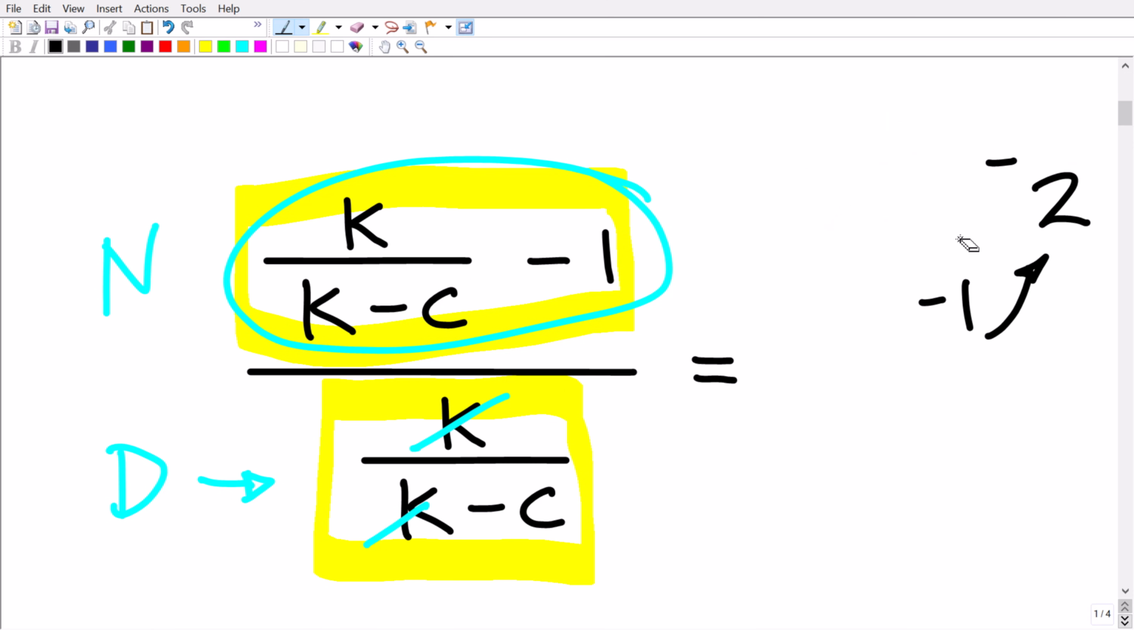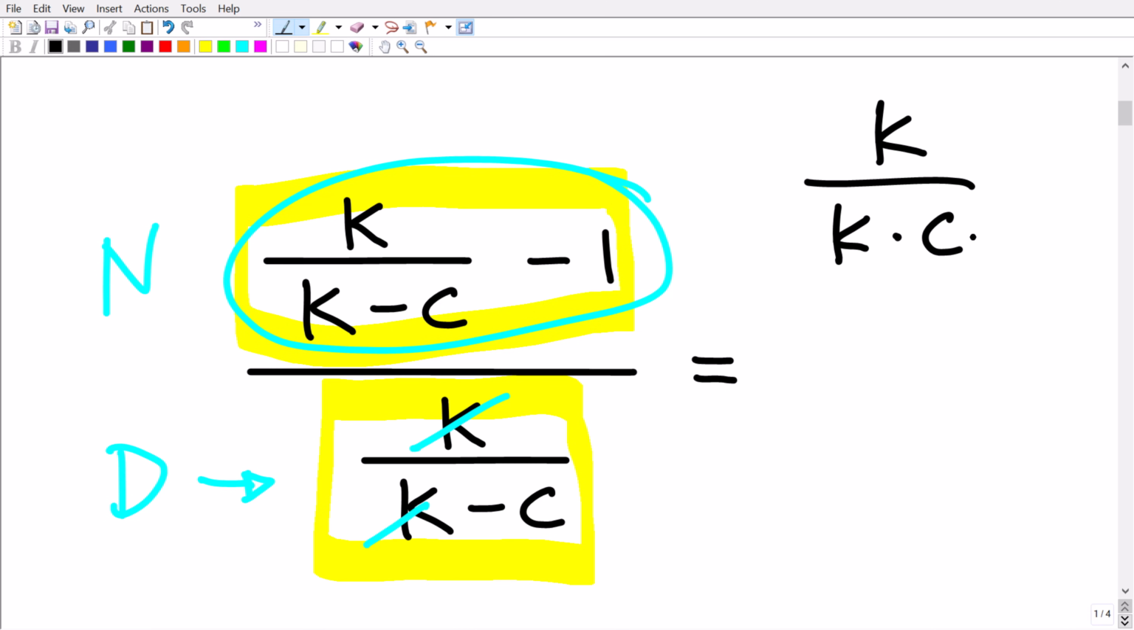Now, when you can cross cancel is when you have like factors. So if you had k over k times c, and algebraically you would write that this way, kc, well then you can cross cancel those k's. So just a little side note there, but this is really important for us to not make any errors. But we do need to work on this right here. So we have k over k minus c minus 1. All right, so let's clean this up, and then we'll continue on with the rest of the problem.